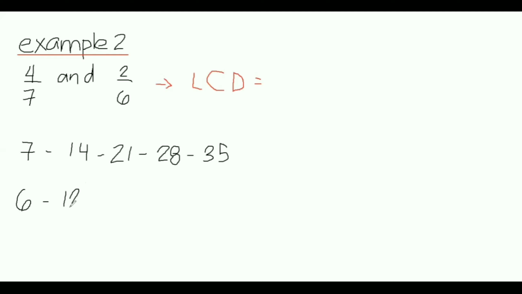So, 12, 18, 24, and then 30. So, as we can see, by listing the multiples of 7 and 6, nakakalima pa lang tayo. Wala pa siyang common multiple. So, wala pa siyang pareho. Kapag ganyan, so magko-continue tayo.